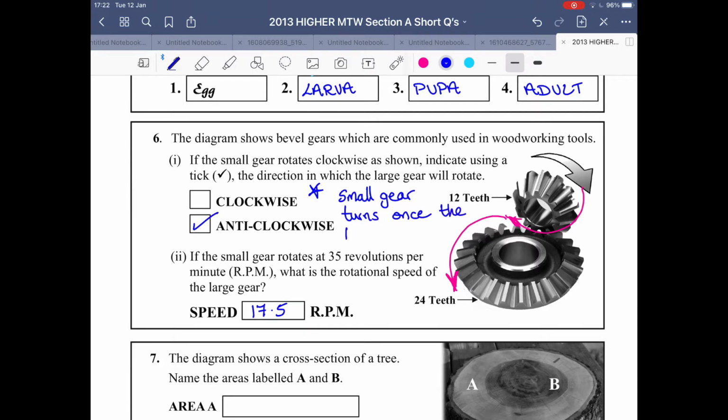So you divide your 35 by 2 and you get 17.5 revolutions per minute, RPM. No harm looking at that word there and remembering it in case you get asked to explain what that is. Now, so the large gear is turning, yeah, perfect. Question 7 then, moving on.